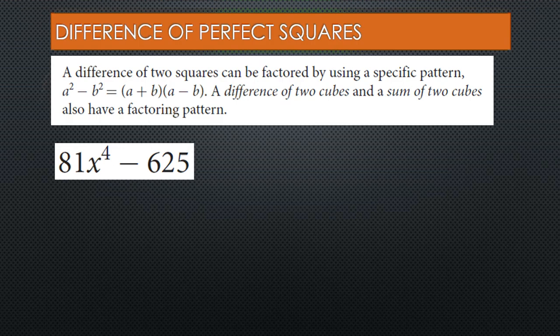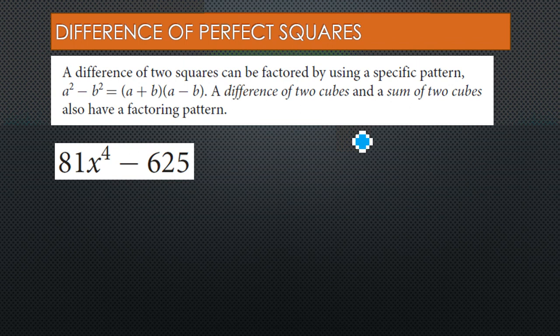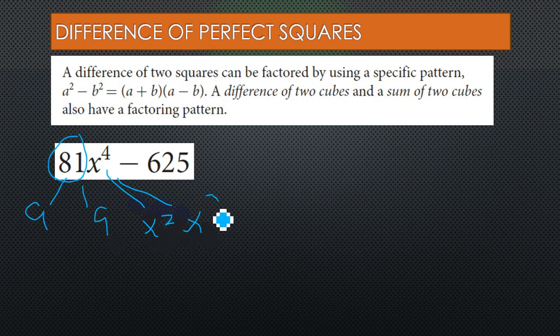This should be a review from Algebra 1, but it's always good to cover it just to make sure. Difference of perfect squares, you can identify them because they have no middle term. There's just a first piece and a second piece, and it's a difference, so we're doing a subtraction problem. Now, obviously it says perfect squares. As you look at this, I do have perfect squares here. I've got 81 as a perfect square, 9 times 9. And then I have x to the fourth as a perfect square because x squared times x squared. And then I have 625 because 25 times 25.